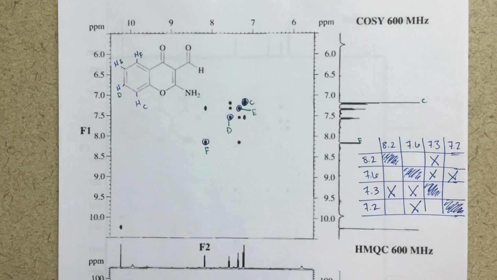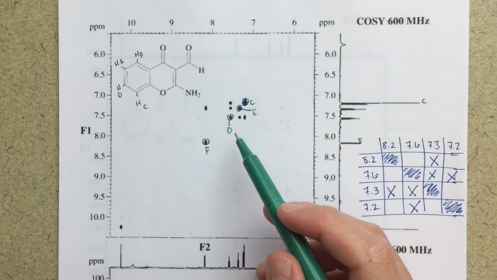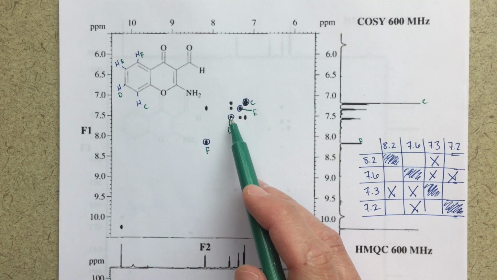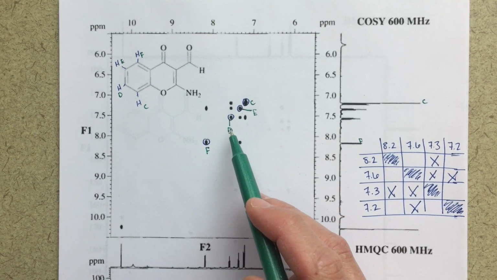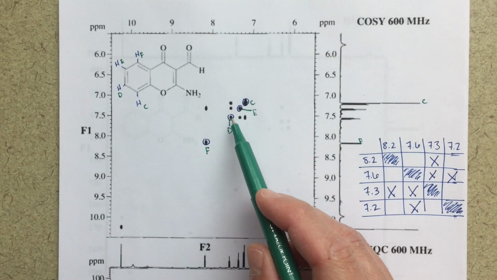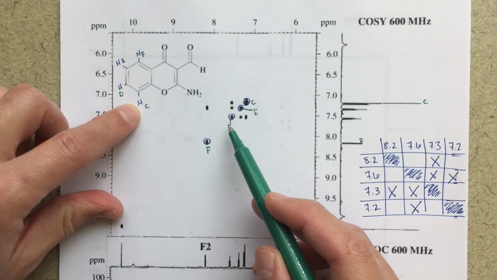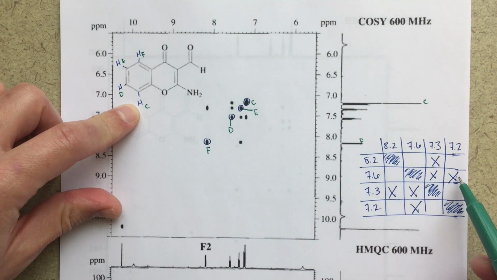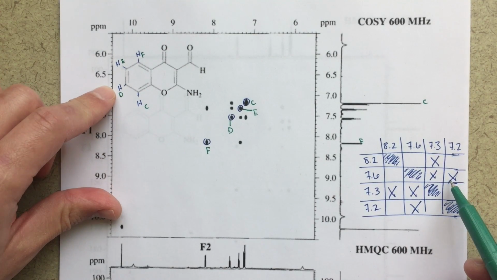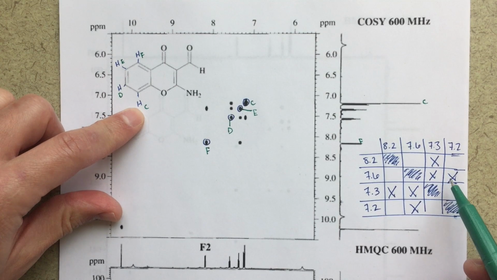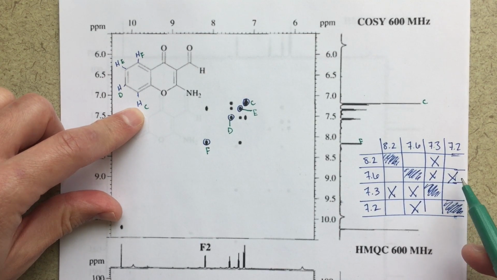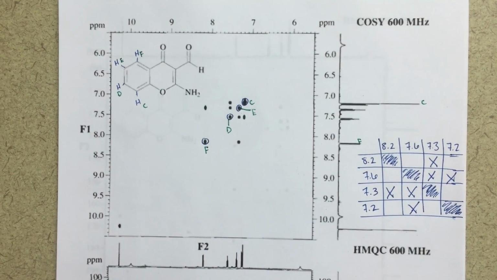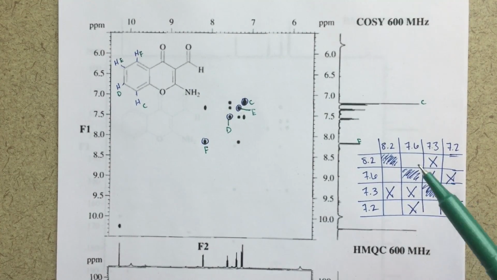So we could go back through this, right, and we could say, well, if we're saying that the peak at 7.6 is D, then that should correlate with E and C. So that should correlate with 7.3, which is E, and 7.2, which is C. Hard to keep everything straight. So that's our COSY. So hopefully that makes sense. I know it's a little confusing.